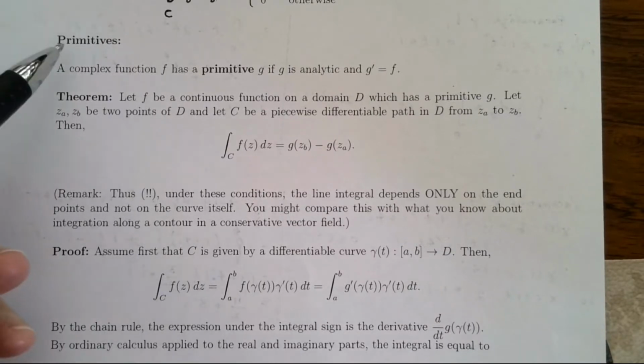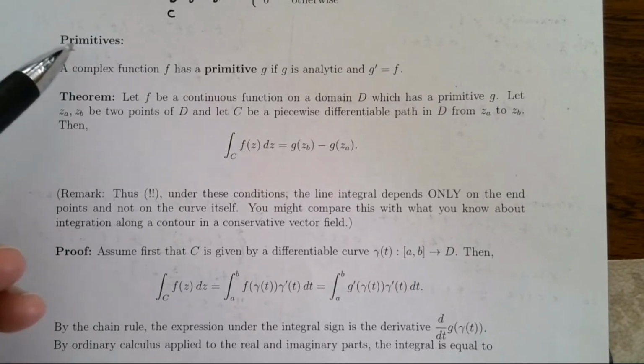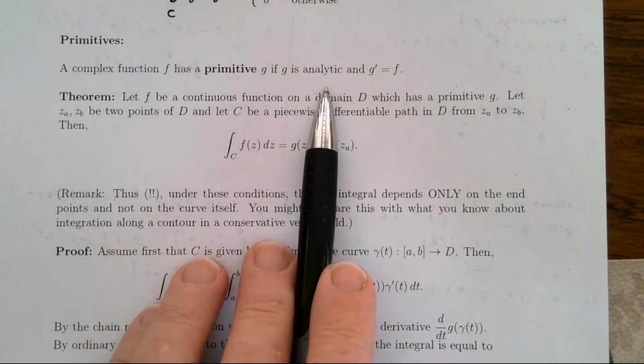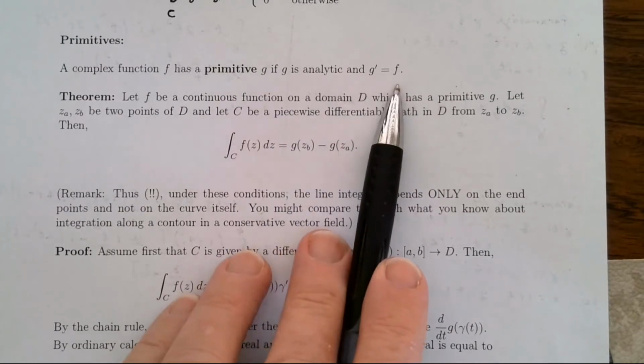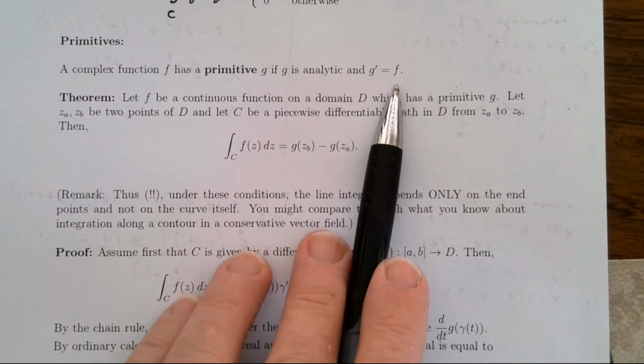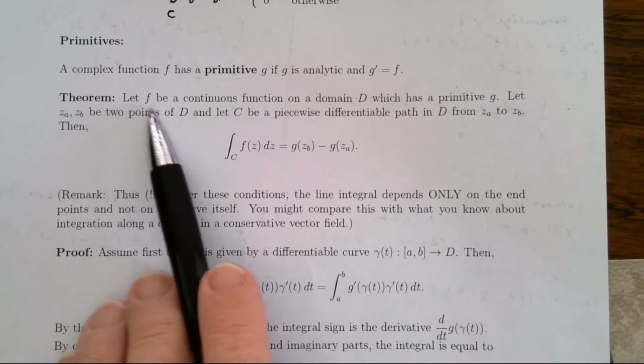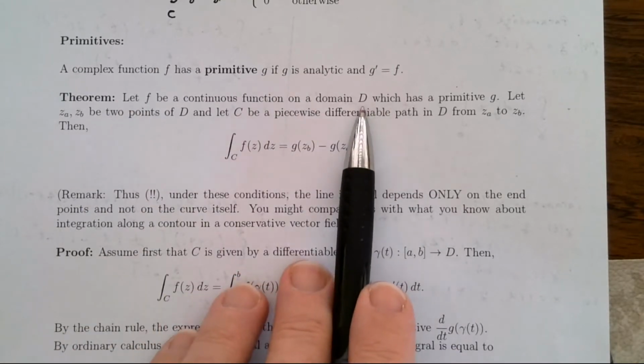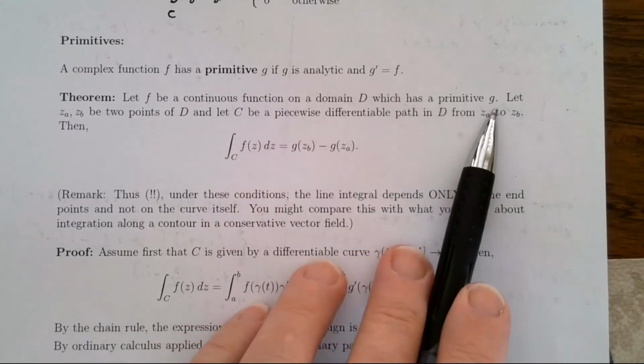We defined the line integral in terms of a Riemann sum, and then we found a nice formula for calculating it by parametrization. And I want to see if there's an alternative to doing that. So we say a complex function f has a primitive g if g is analytic and g dashed is equal to f. Now our main theorem here is: if f is continuous on a domain, that is an open connected region, which has a primitive g.